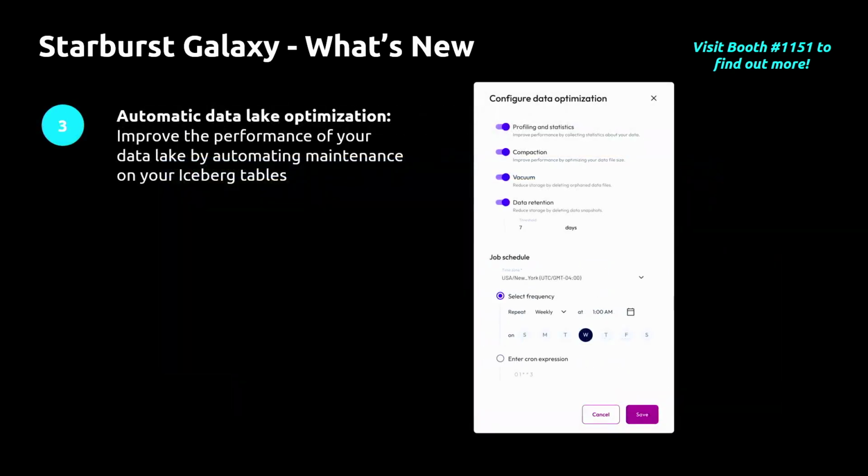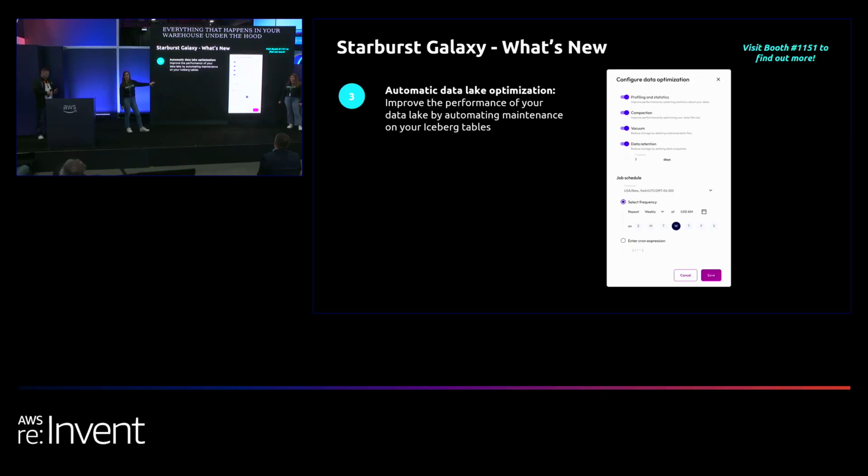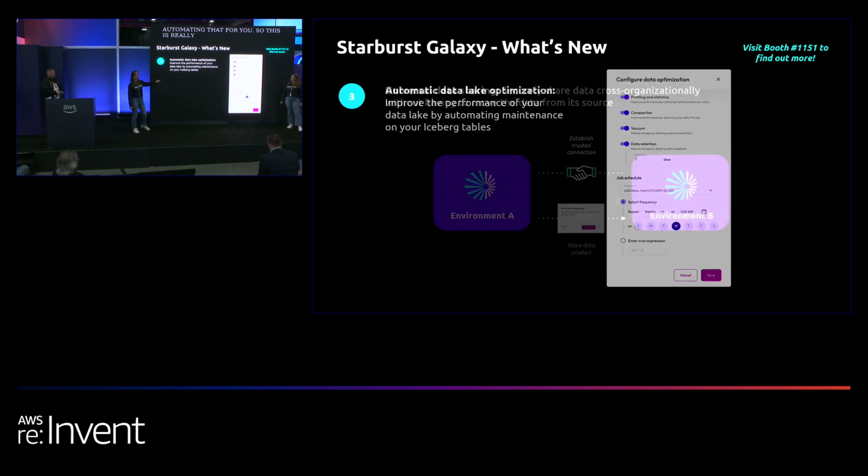And then we also introduced data lake optimization. So this is everything that happens in your warehouse under the hood. A lot of times when you're dealing with your core S3 technology, you have to build these cron jobs out yourself. We're automating that for you. So this is really exciting. You still own the Iceberg tables, but we will help you automate those cron jobs with literally just a click of a button.